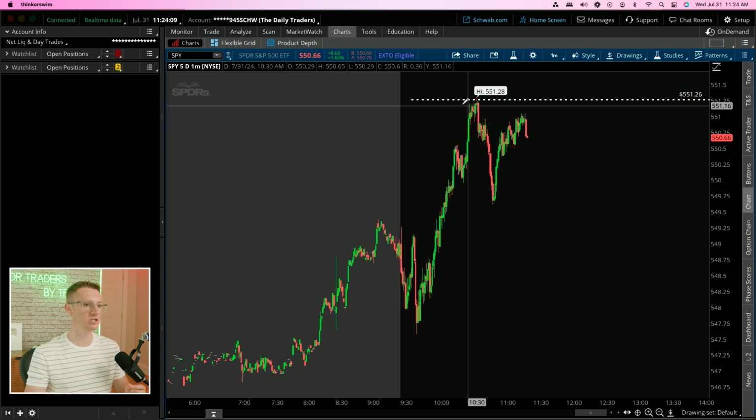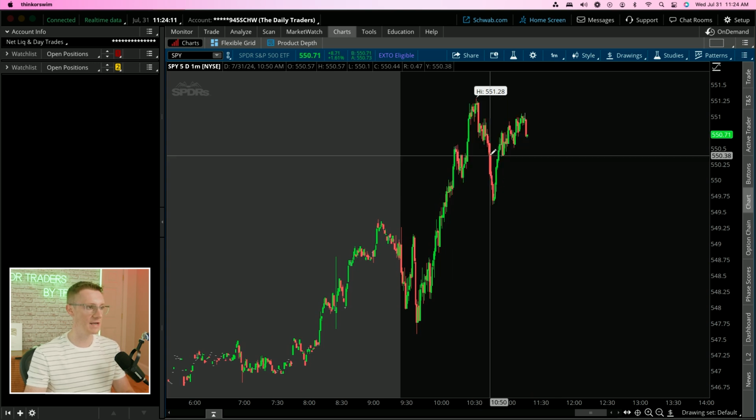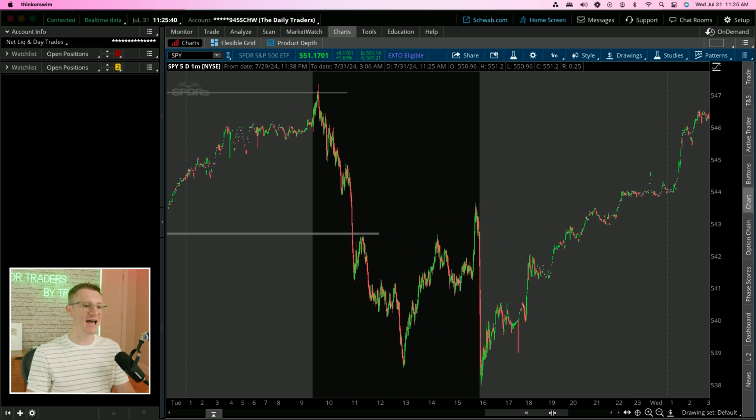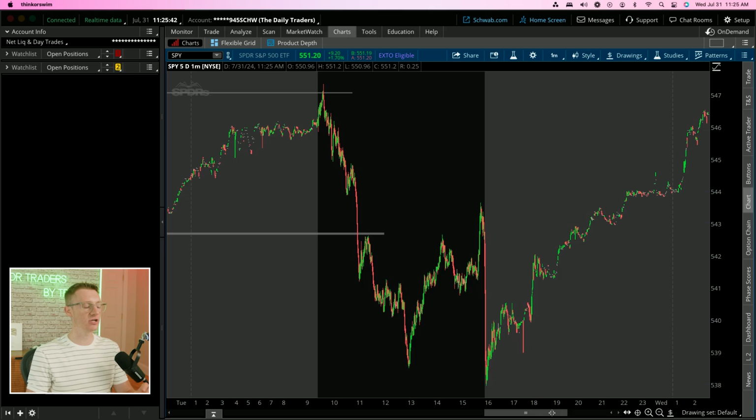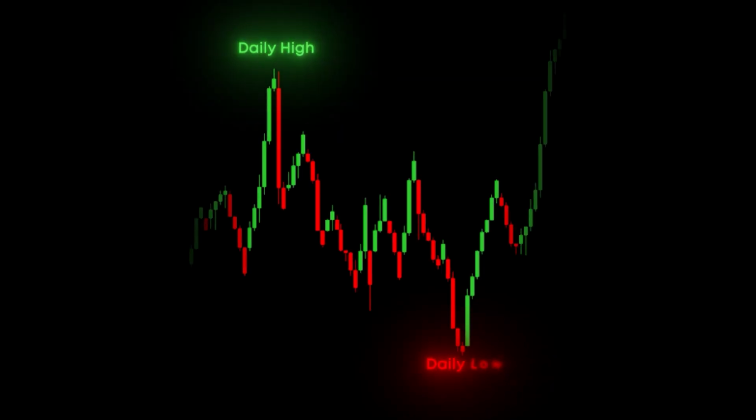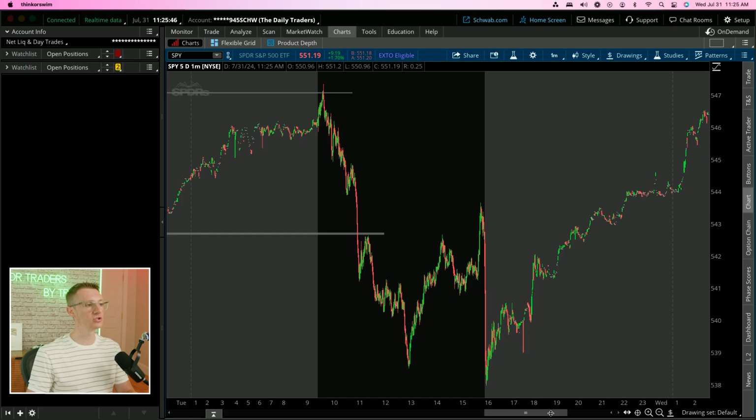So here's what we're going to start by doing. Step one, you are going to go back to the last day, and what you're going to do is chart out the daily high and daily low. So our support and our resistance, or our key levels on that day.